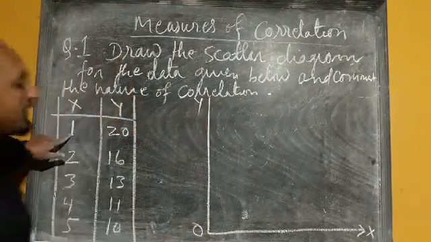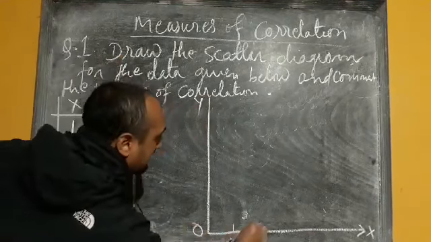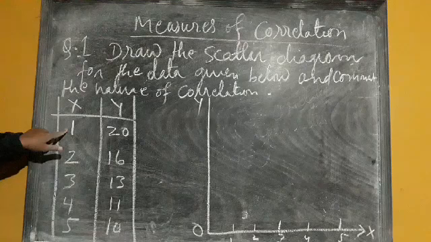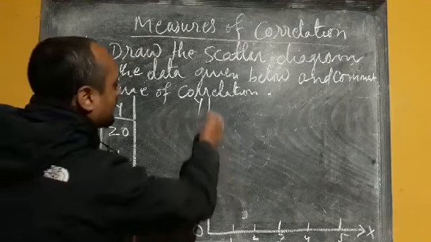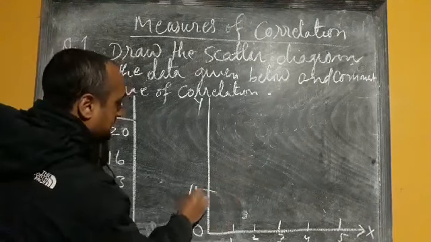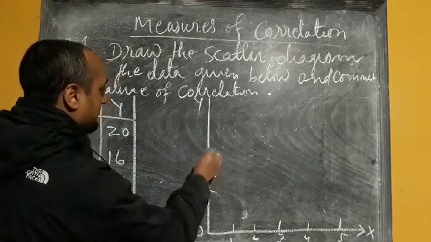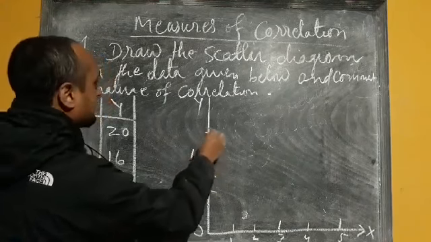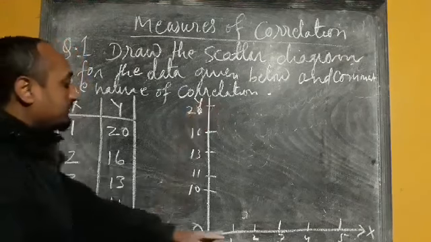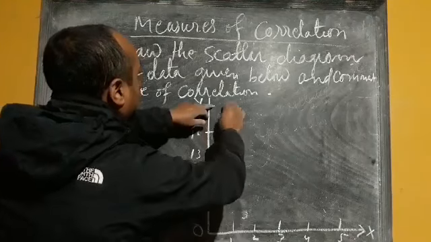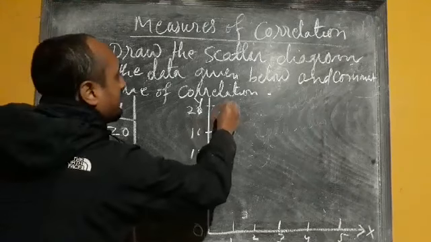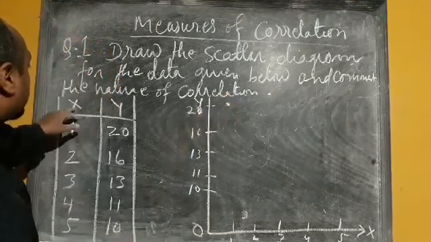Now the maximum value of x is 5, so 1, 2, 3, 4, 5. When the value of x is 1, suppose y is 20. Let's plot this one. Suppose this is your 10, this is 11, this is 13, suppose this is 16, this is your 20. Now when the value of x is 1, y is 20, so this point. We have plotted the point for the first observation of x and y.